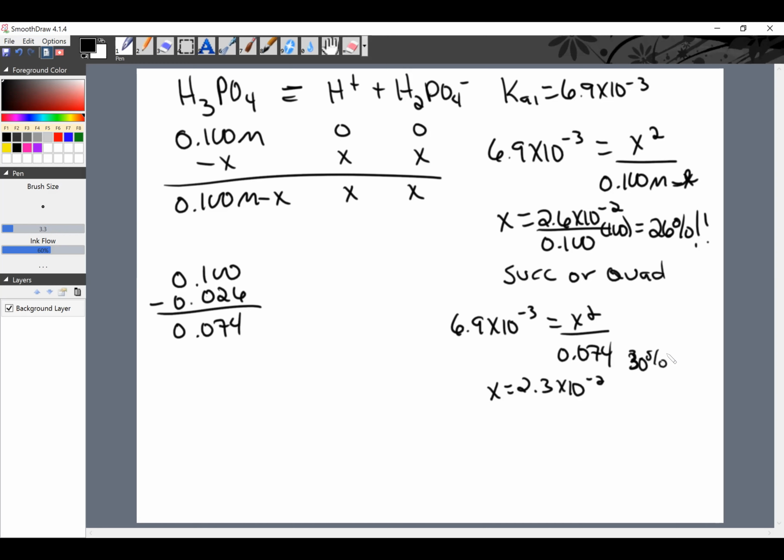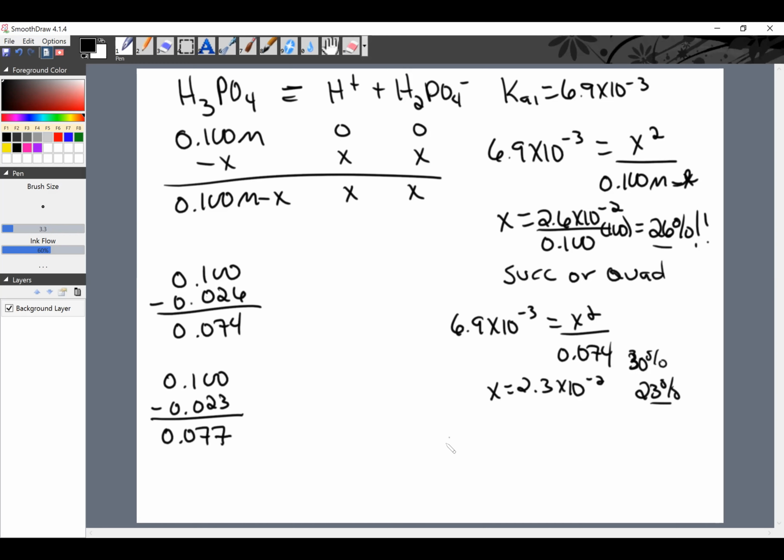Oh, now I'm at 23%, just as I came up with before. Terrible, terrible, terrible. 23%. I still can't use it. So we're going to go one more time, and we're going to subtract the 0.023. And see, you're probably already done with the quadratic by the time I get done with this one.